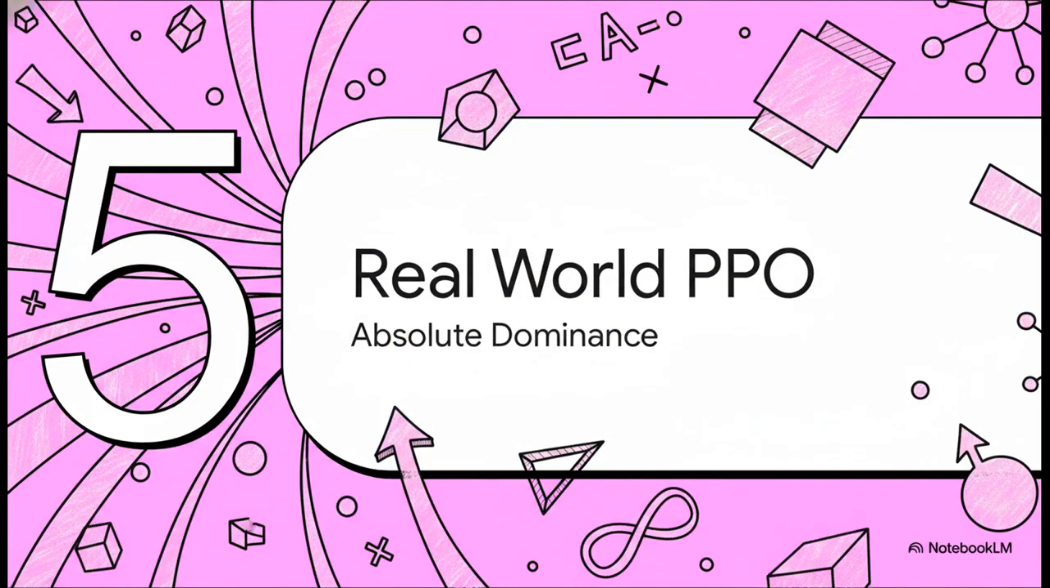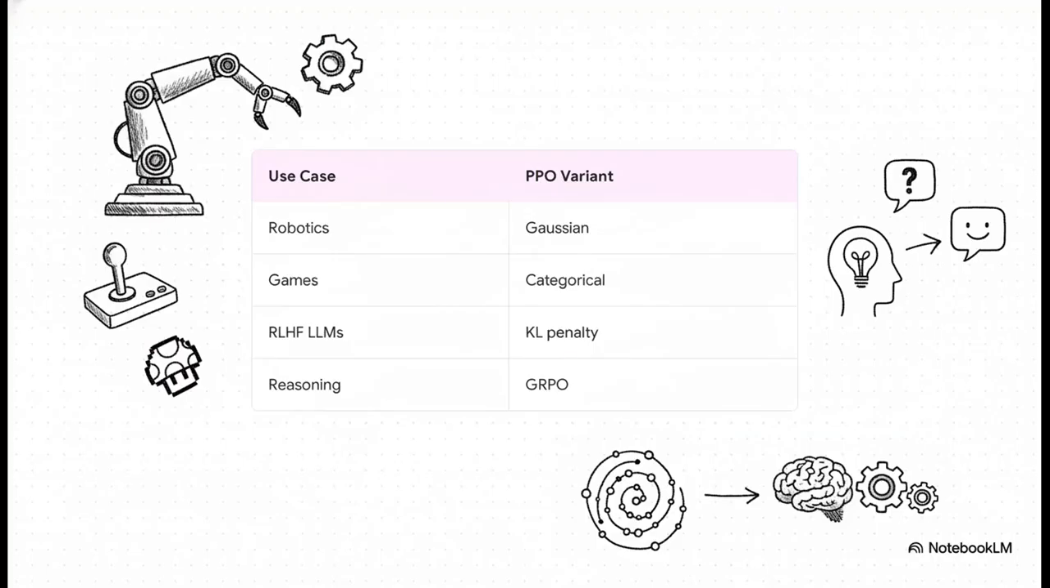All right, let's wrap this up. Section 5, PPO in the real world. So why does PPO's legacy still matter so much today? Because its footprint is quite literally everywhere. Continuous robotics control in MuJoCo, we use PPO with a Gaussian policy. Discrete games like Atari or massive agents like OpenAI Five, PPO with categorical policies.